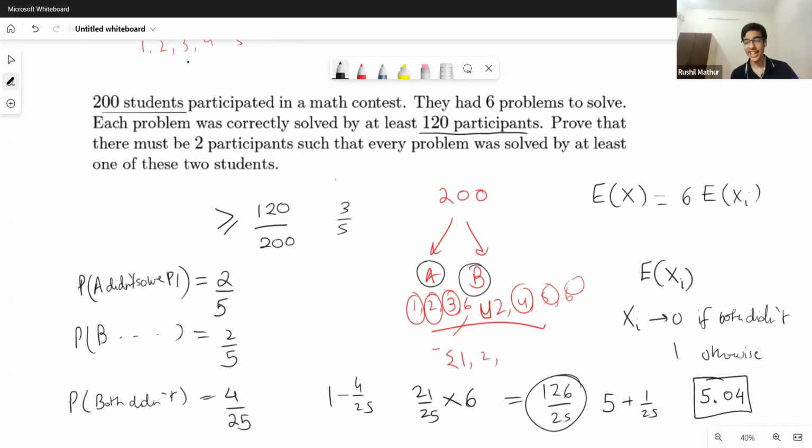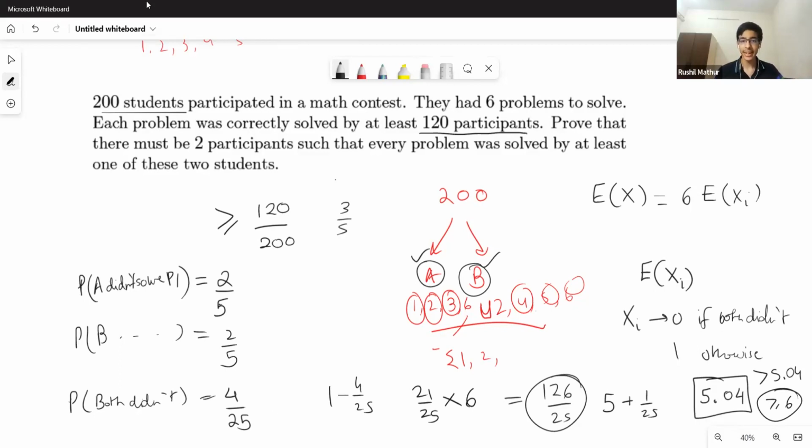And now the idea is that whatever A and B we chose, if the value of the union was at most 5, then the average would also have been at most 5. But the average is 5.04. So at some point, this thing must have been at least 5.04. And at that point, it would have been at least 6. So there are some two people who solved all of this.